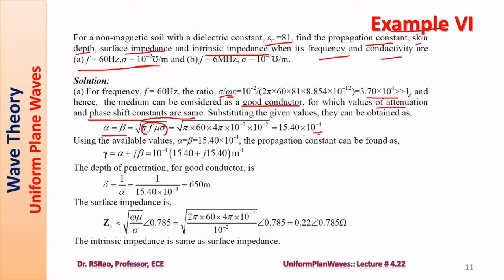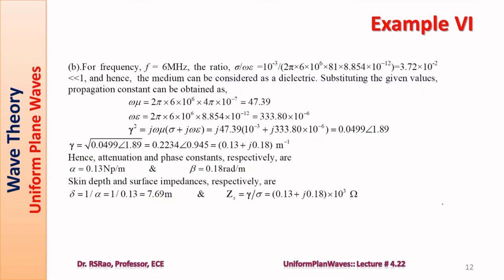Once alpha and beta are available, gamma can be found within no time because gamma is alpha plus j beta. So gamma is available. Now depth of penetration for good conductor is 1 by alpha. Alpha is available. After substitution, it can be found equal to 650 meters. The surface impedance is square root of omega mu by sigma with an angle equal to 0.785 radians. Omega is known, mu is known, sigma is known. Substitution results surface impedance. The intrinsic impedance is same as surface impedance. You have to note down this point.